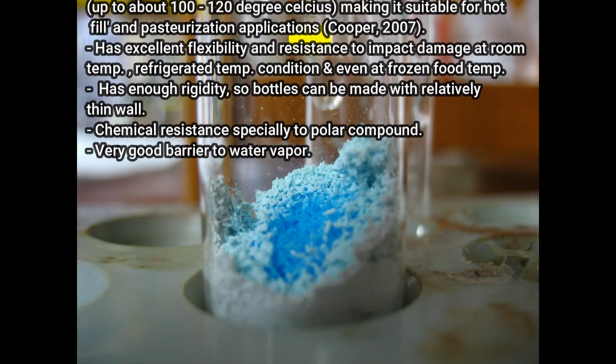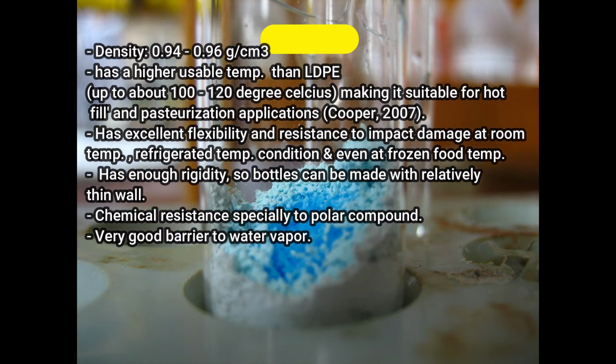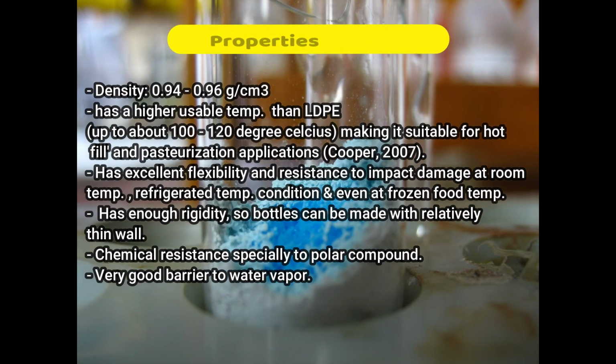HDPE has a density between 0.94 to 0.96 gram per cubic centimeter. It has a higher usable temperature than LDPE, making it suitable for hot-fill and pasteurization applications. HDPE also has excellent flexibility and resistance to impact damage at different temperatures.